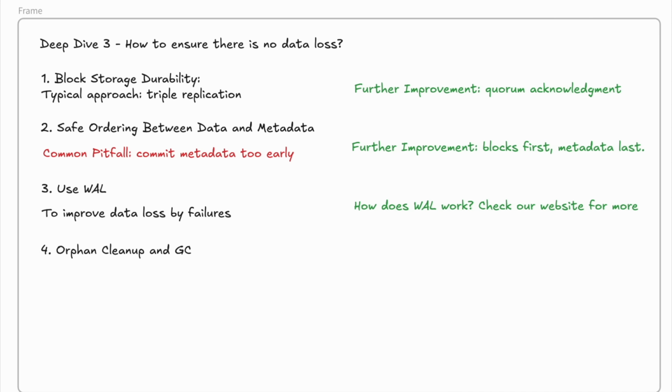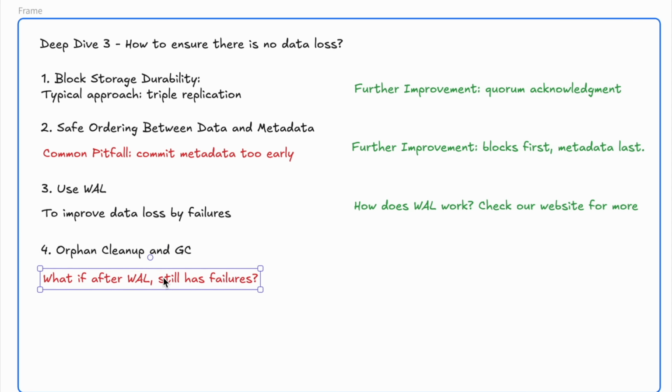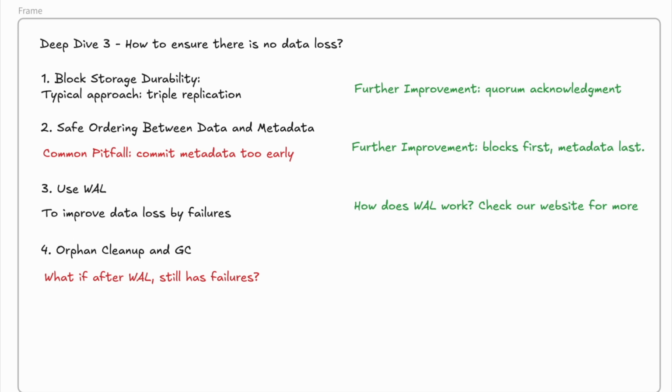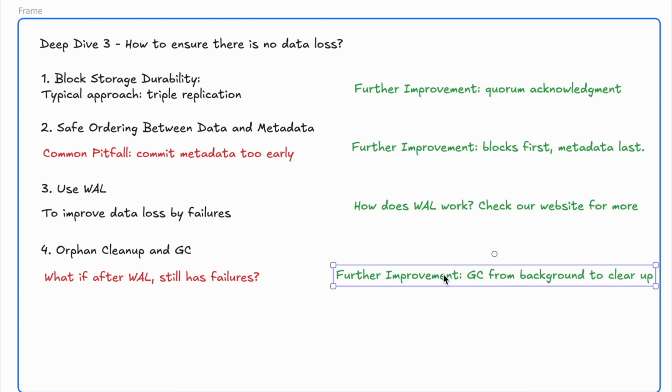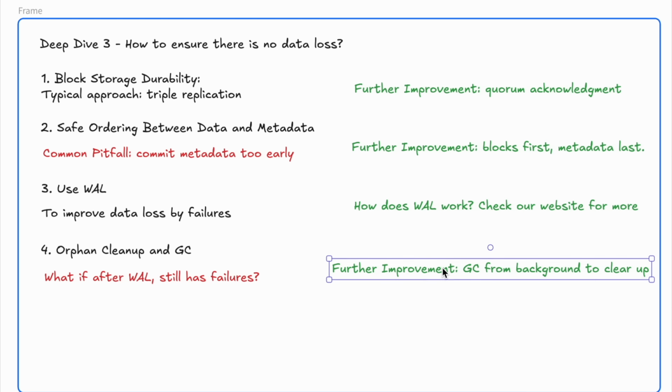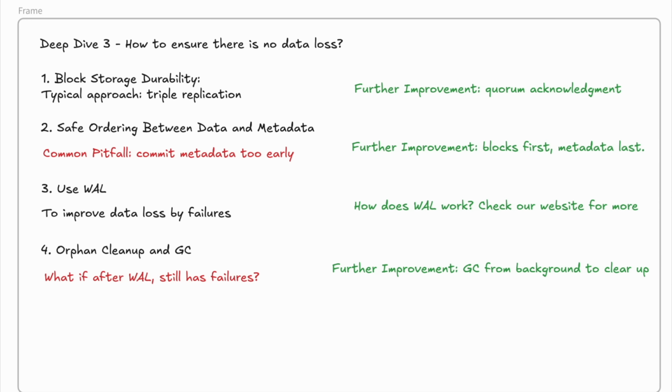Fourth, orphan cleanup and GC. Even with WAL, some uploads may still fail completely. Maybe the client bailed before metadata was written. In these cases, we need background garbage collection. The system periodically scans for blocks that aren't referenced in the metadata, i.e., their reference count is 0. These are orphaned blocks, and we delete them after a grace period to reclaim space. This ensures the storage layer doesn't accumulate garbage over time and stays clean, lean, and efficient.